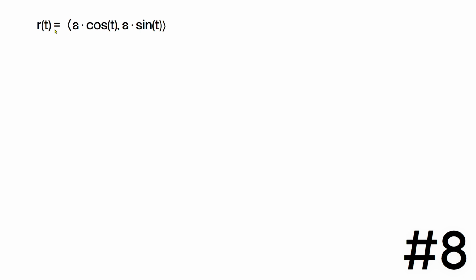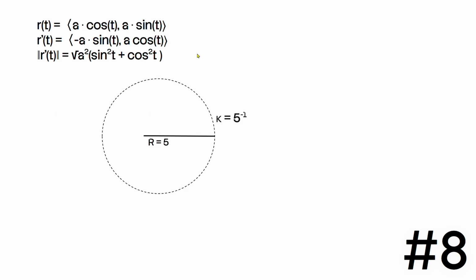Curvature can be calculated by r equals A multiplied by cos t, comma, A times sin t. Curvature of a circle is always the reciprocal of its radius. The factorial function is defined as the product of k from k equals 1 to A. It can also be k equals A.